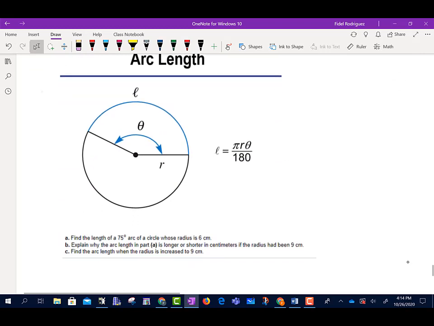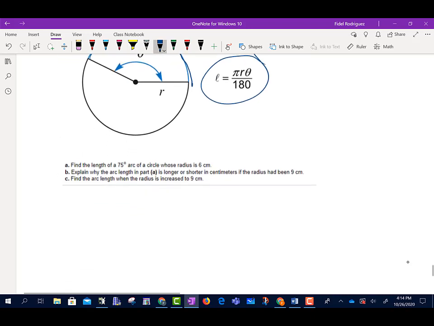All right. The next part here, we have something described as arc length. Arc length describes this distance right here. And the formula that we have is L, the length, is equal to pi times R times theta divided by 180. So part A says, find the length of a 75-degree arc of a circle whose radius is 6 centimeters. So I know that my theta, this is the Greek letter theta, is 75 degrees. And we know that our radius is 6 centimeters.